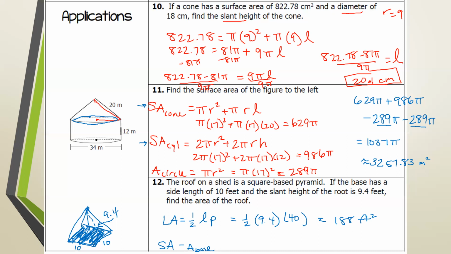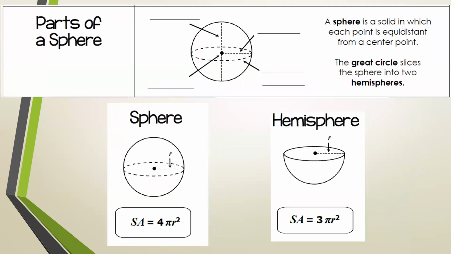Okay, we got one more shape to talk about, and that's a sphere. Okay, your sphere has parts that you probably already know, but we'll label them here anyway. You have the diameter. The diameter goes through the sphere and touches the edges. Your sphere has a center. Your sphere has a radius. And then this circle that goes through the center, that's called the great circle.